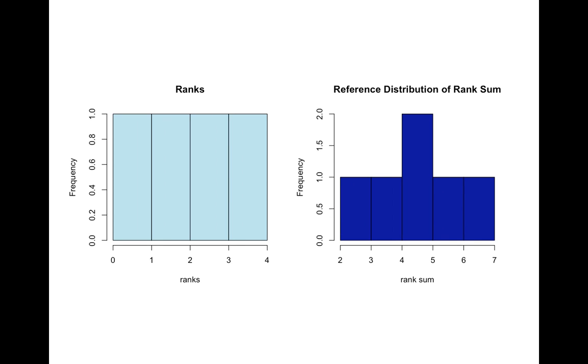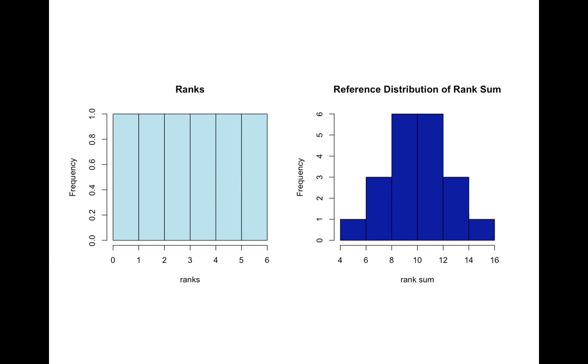Suppose that our data set consists of only 4 units. Then on the left we have a histogram of the numbers from 1 to 4. 1 appears once, 2 appears once, 3 appears once, and 4 appears once. Then if I were to write down all the possible ways to add up 2 of the 4 ranks, I would get the distribution on the right. Right? Because if I add up the numbers 1 and 2, I get 3. If I add up the numbers 1 and 3, I get 4, etc. If you look at all the possible sets of 2 of the 4 numbers from 1 to 4 and add them up, you get the distribution on the right.